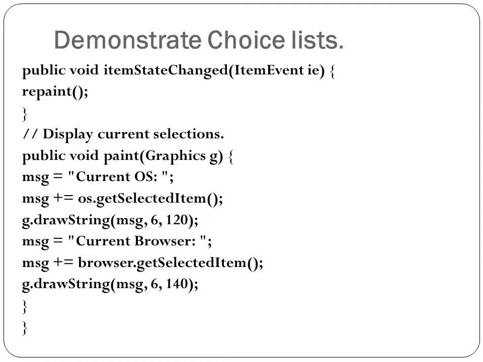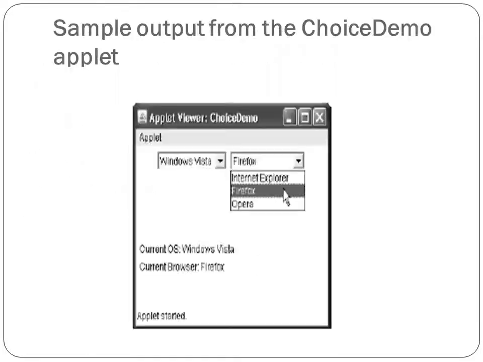Then here we have to define the item state changed method. Whenever an event is raised, this item state changed method will be invoked. It will in turn call the repaint method. Inside the repaint method, we are displaying the currently selected item. os.getSelectedItem will return the selected item of choice OS. browser.getSelectedItem method will return the selected item of browser choice.